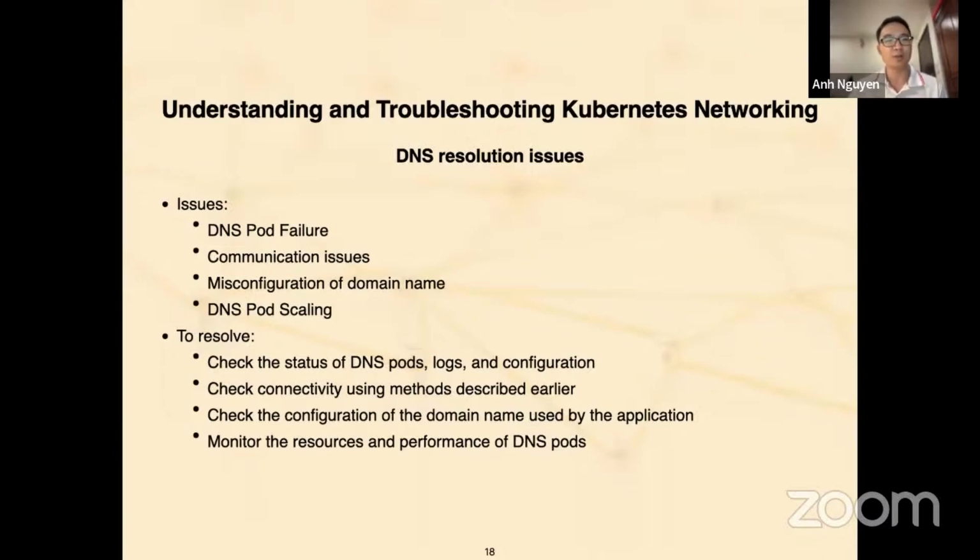The second is communication issues. Pod may not be able to communicate with the DNS service. This also leads to DNS resolution failures. And third is misconfiguration of the application domain name. And the fourth is DNS pod scaling. When resources or the number of DNS pods are not sufficient to handle DNS request traffic, the DNS resolution process may be slow or fail.